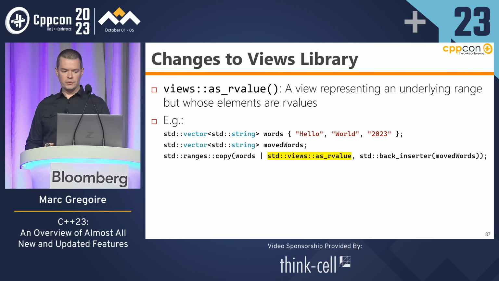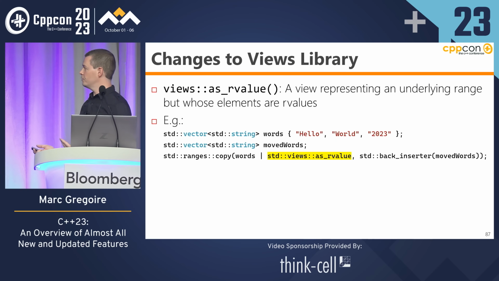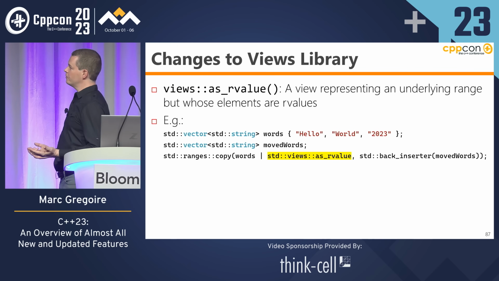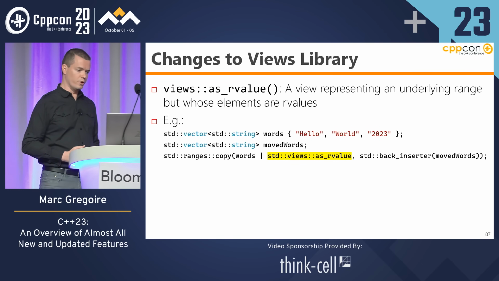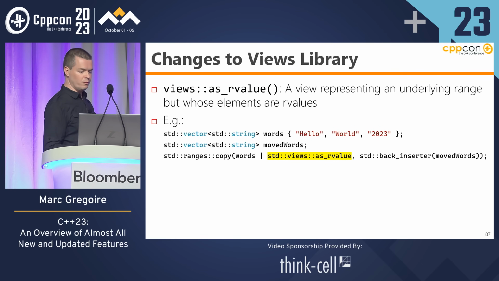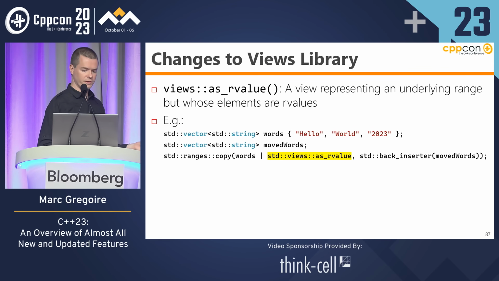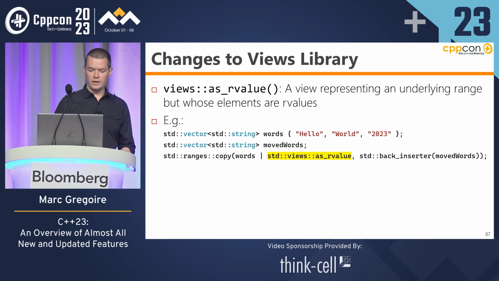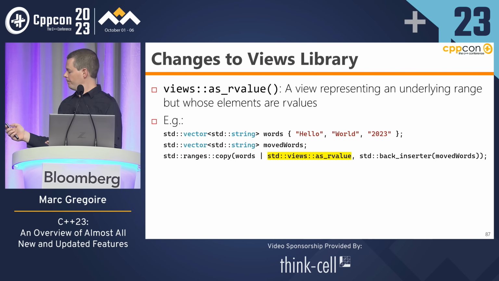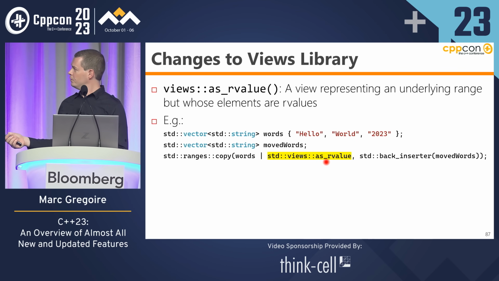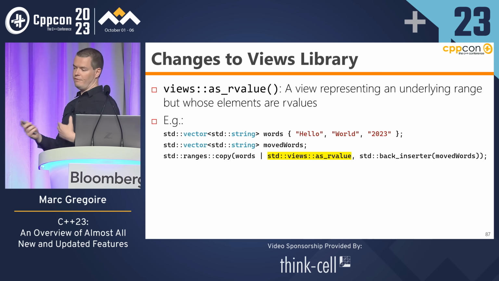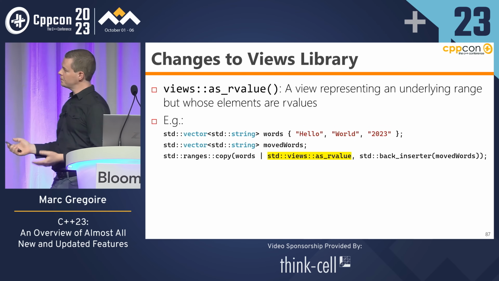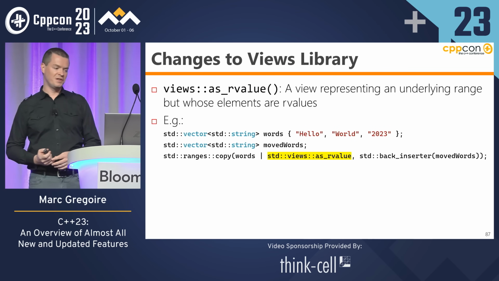As R values, so here I have a vector of words, or vector of strings, and I have another vector of strings, which is for now empty, called moved words. What I want to do is move all the words from the first vector into the second vector. So you can just take words and then pipe it through the view as R value, and then it will move every word from words into the moved words vector.